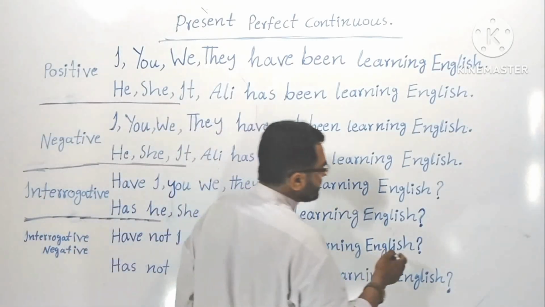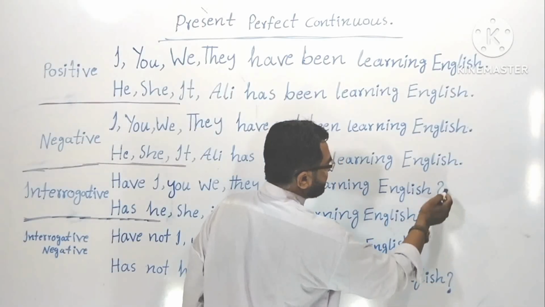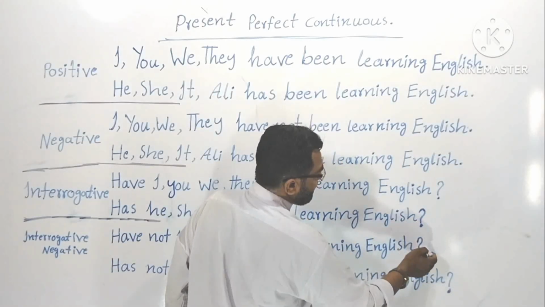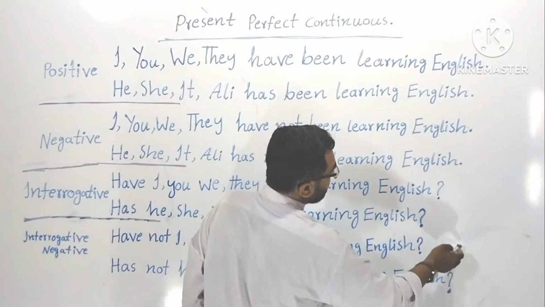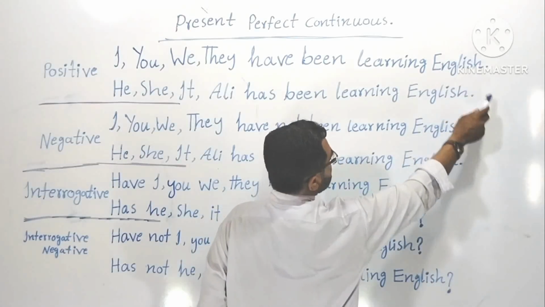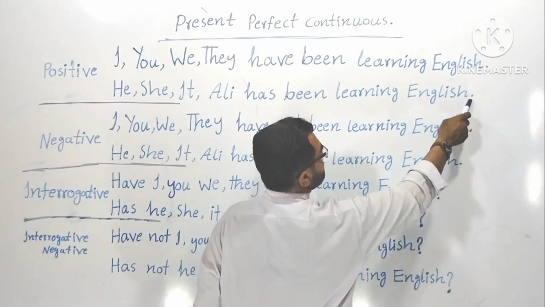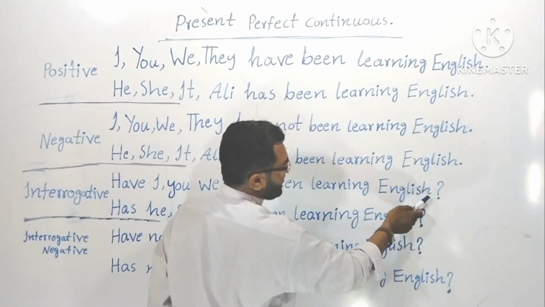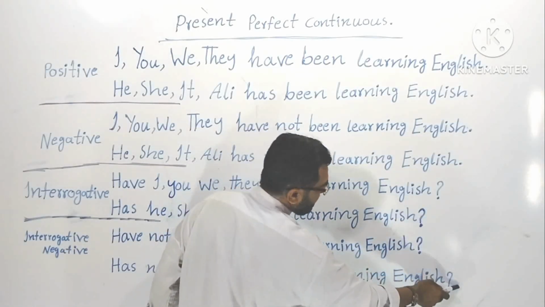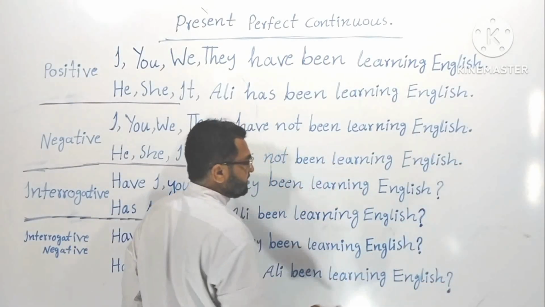And the second sign is this, that interrogative sentences take question marks with them. And sentences like positive and negative ones take full stops with them. You see, full stops here, here, and here. But here these are what? Question marks. Understood?